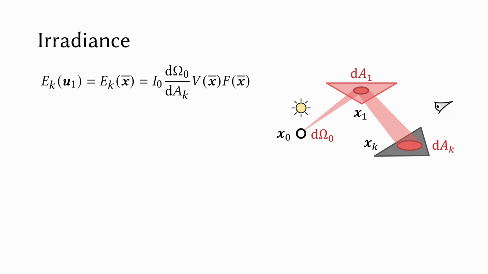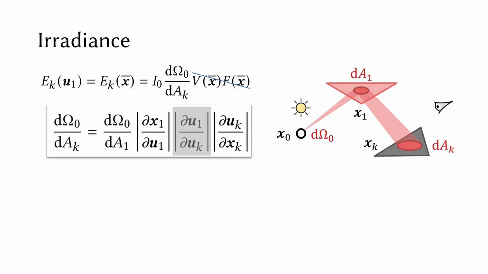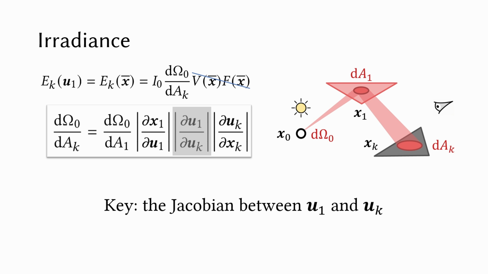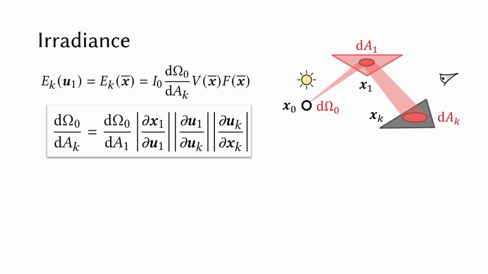But for irradiance, things will become a bit more complicated. To make this problem more tractable, we make some simplifying assumptions. First, we ignore the visibility term and the first null term in the irradiance representations. When we expand the remaining Jacobians, we find the main part is the Jacobian between the first specular vertex and the last receiver vertex. But how can we compute this Jacobian?